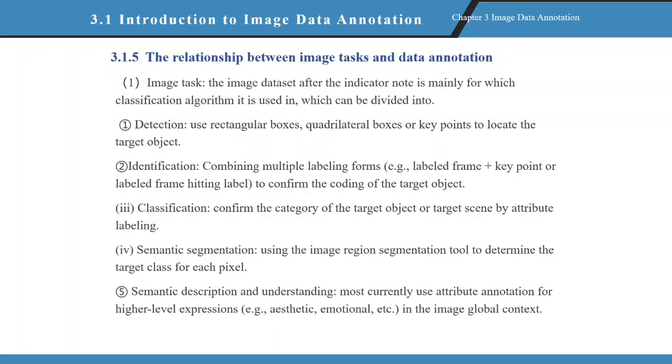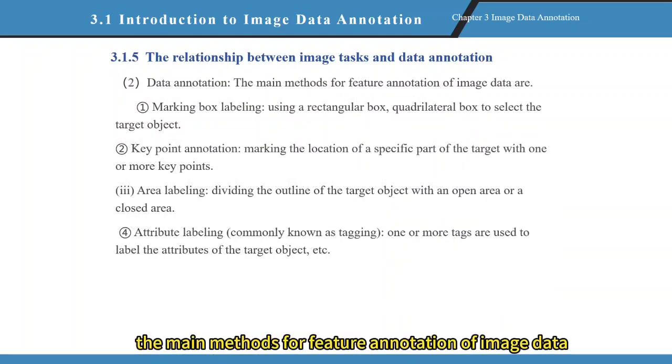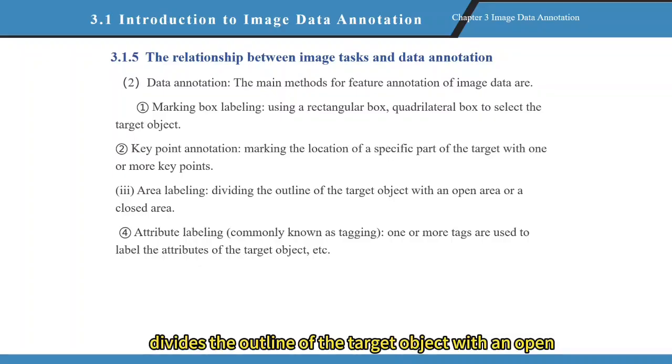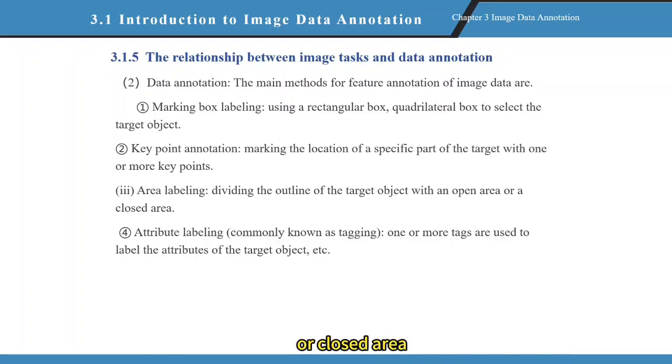The main methods for feature annotation of image data include marking box labeling, using rectangular or quadrilateral boxes to select the target object. Keypoint annotation marks the location of specific parts of the target with one or more keypoints. Area labeling divides the outline of the target object with an open or closed area. Attribute labeling or tagging uses one or more tags to label the target object's attributes.